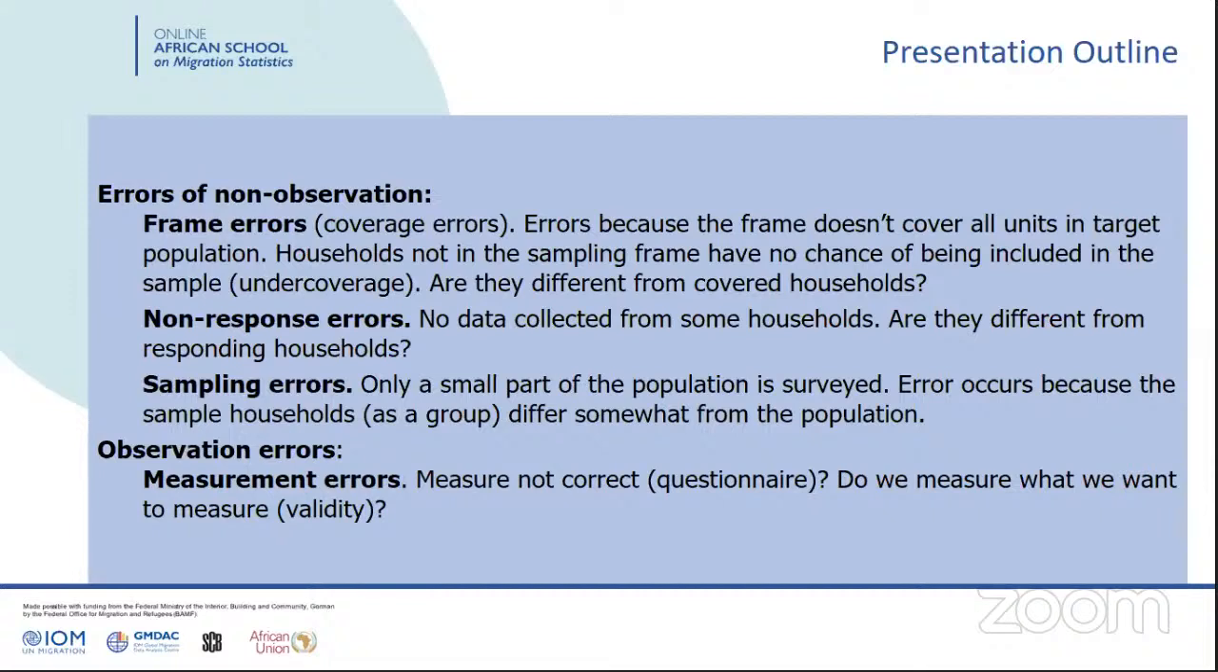Non-response errors, yes. Households not responding to the survey.